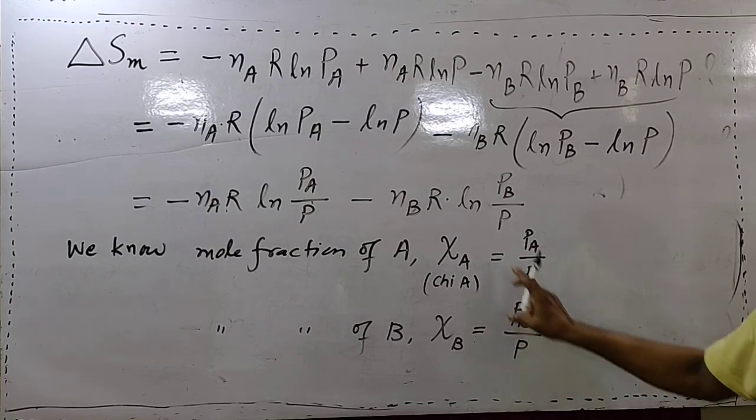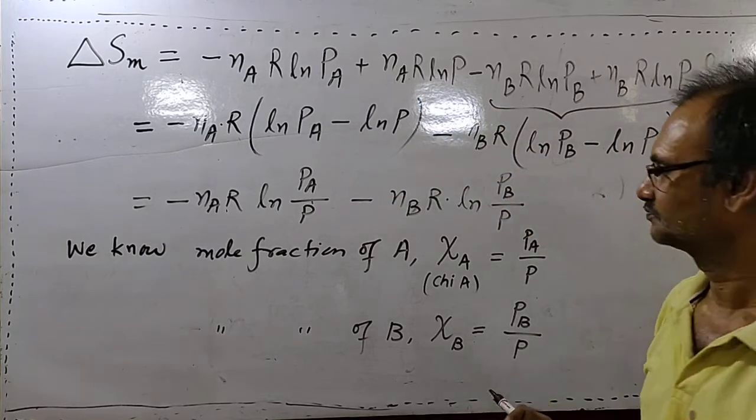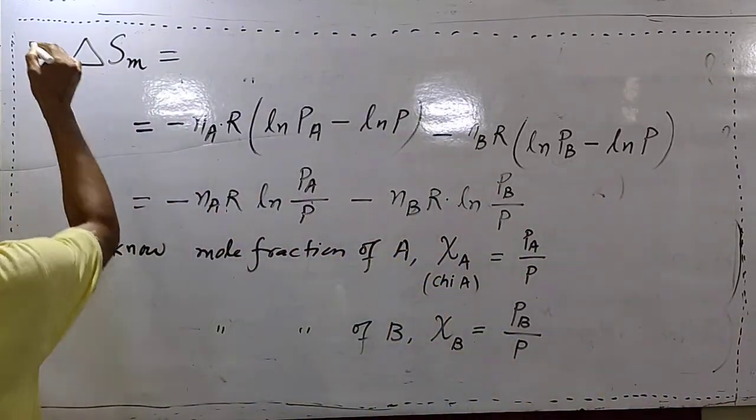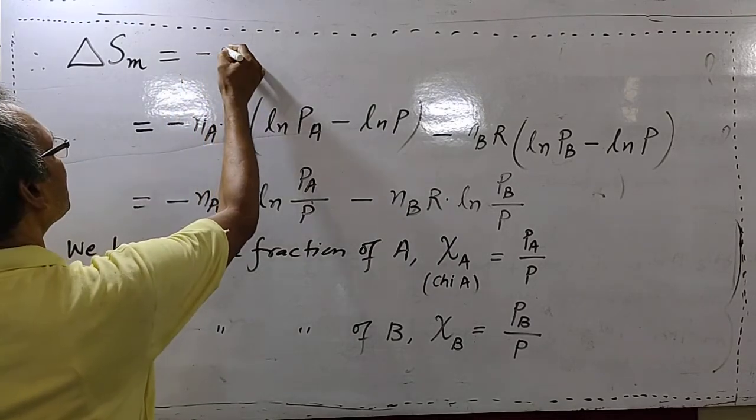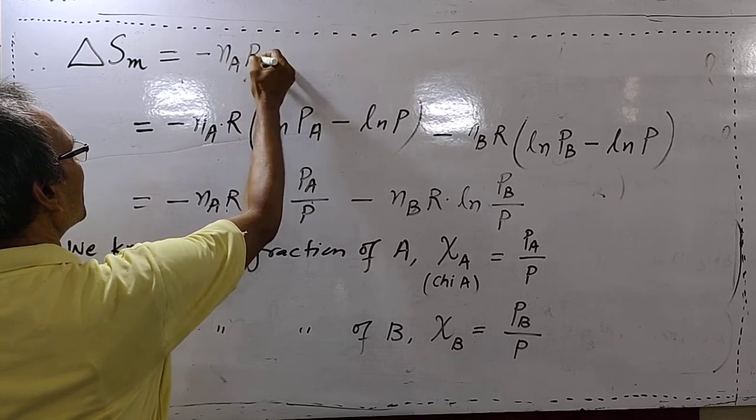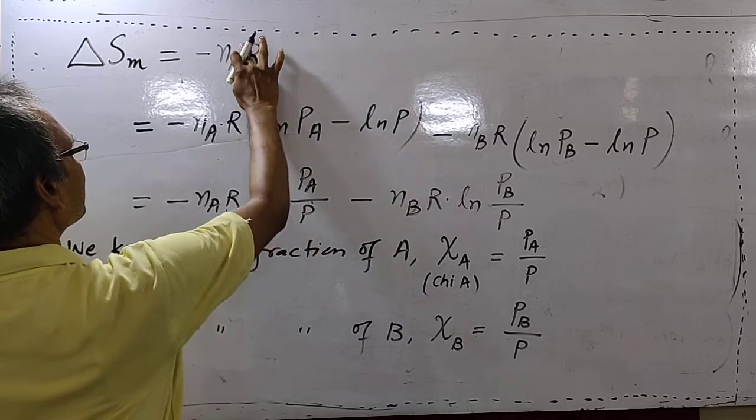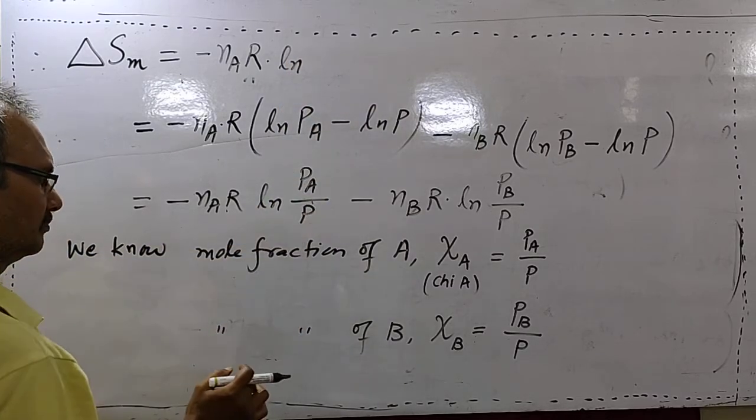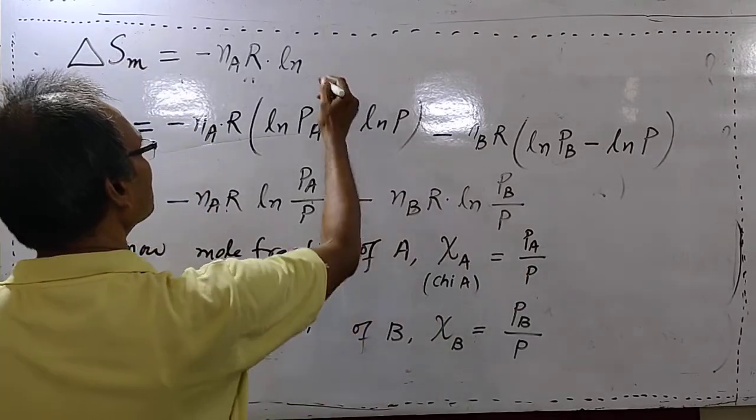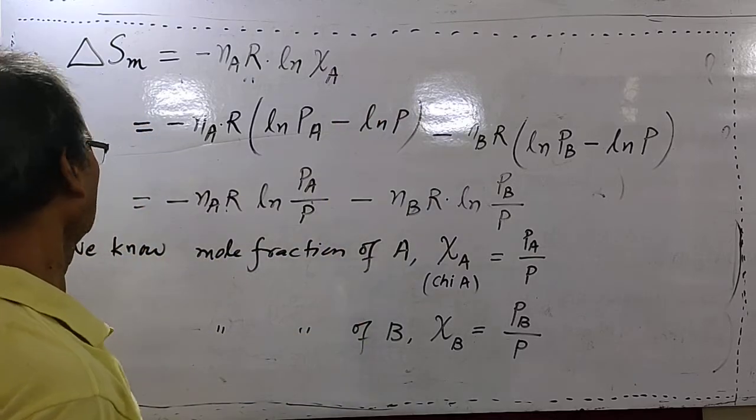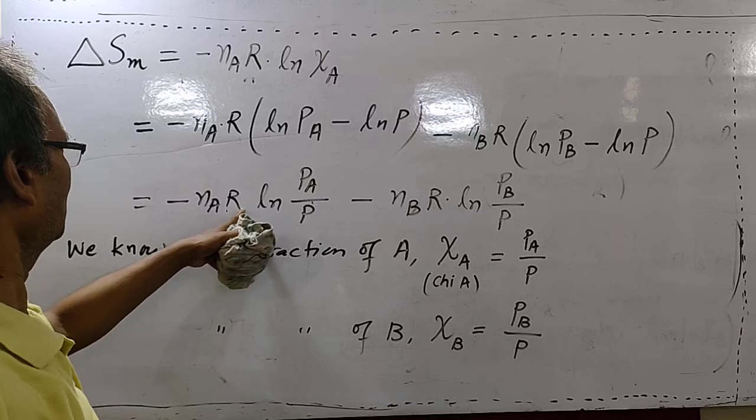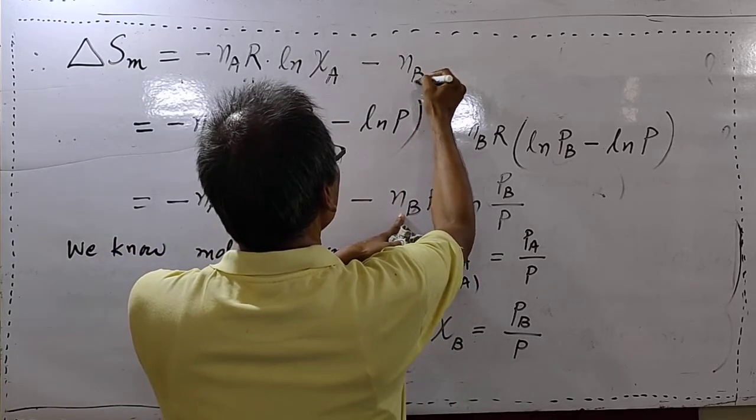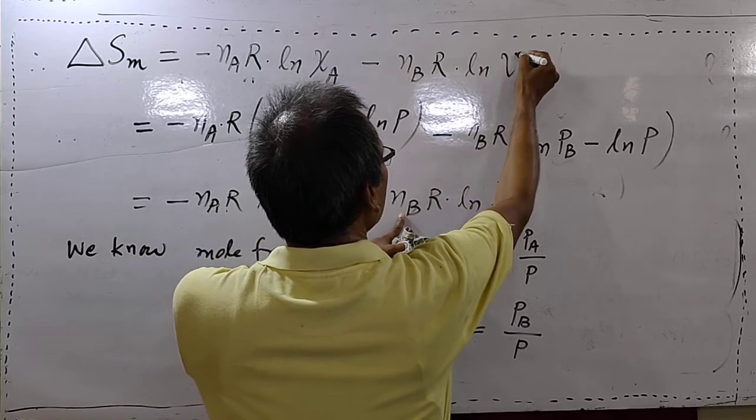Putting this value in the expression, we will get, therefore delta Sm is equal to minus Na R ln PA by P, which is chi A, so minus Na R ln chi A minus NB R ln chi B.